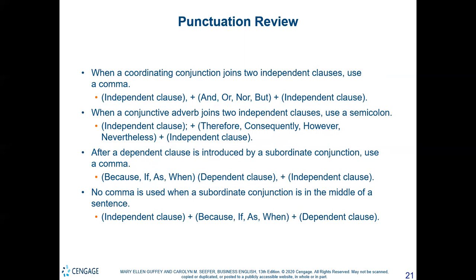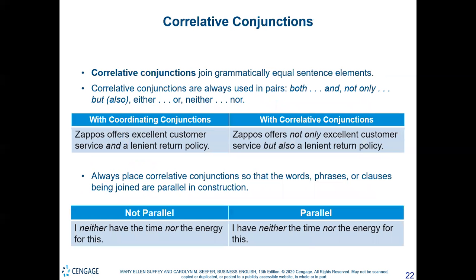After a dependent clause introduced by a subordinate conjunction, use a comma. Because, if, as, and when, dependent clause plus independent clause. No comma is used when a subordinate conjunction is in the middle of a sentence. Independent clause plus because, if, as, or when, plus dependent clause.